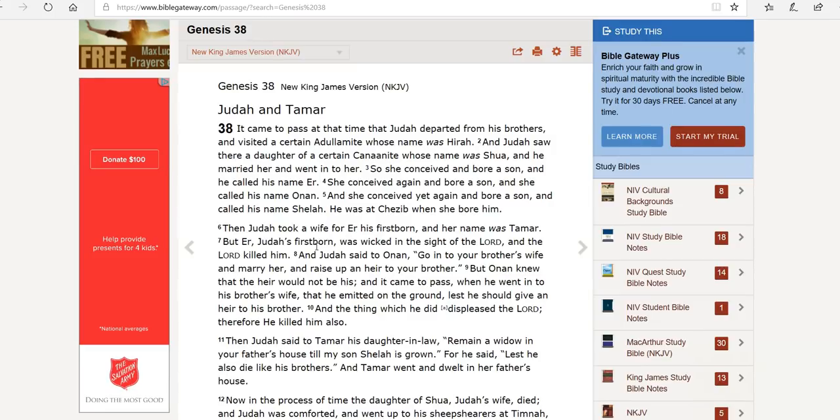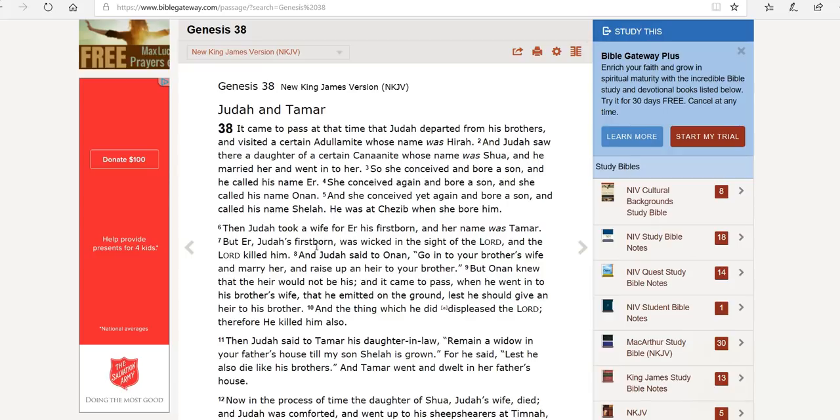And it came to pass at that time that Judah departed from his brothers and visited a certain Adulamite whose name was Hirah. And Judah saw there a daughter of a certain Canaanite whose name was Shua. And he married her and went into her, and she conceived and bore a son. She conceived again, and his name was Onan, and she conceived again, and his name was Shelah. So Judah has three sons at this point.